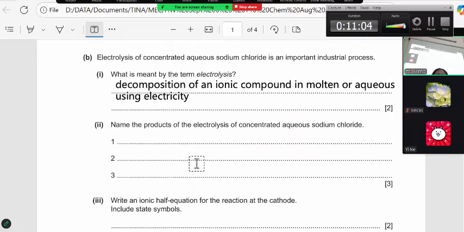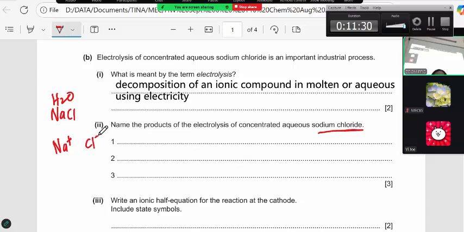Okay, name the products of the electrolysis. In order for you to do this, you cannot just say, you have to know everything that happens before that. So, electrolysis of concentrated sodium chloride. Sodium chloride is NaCl. Concentrated means got water or no water? Less water, but still got water. Molten means no water. Aqueous means got water. Diluted means more water.